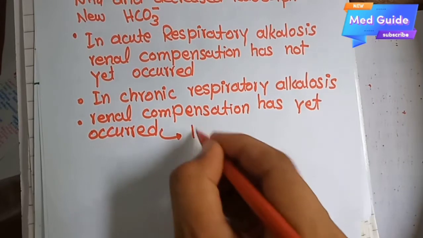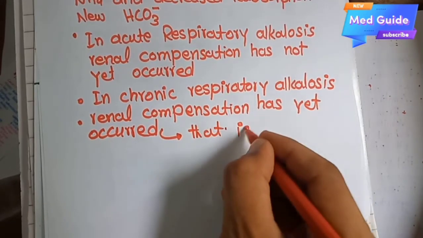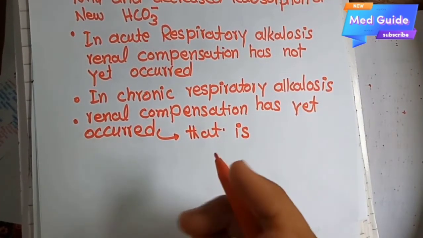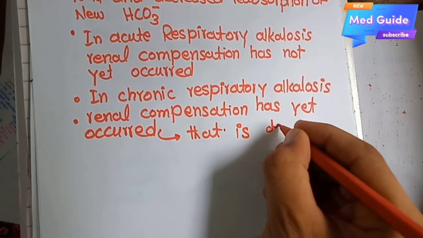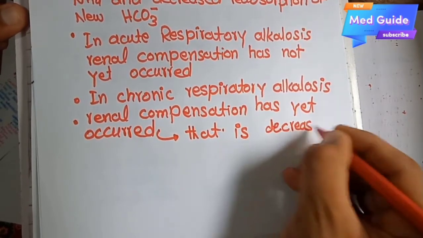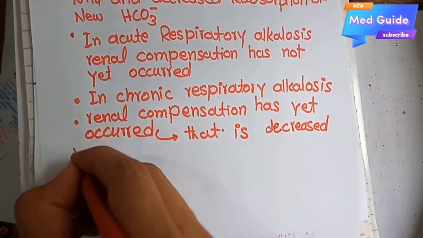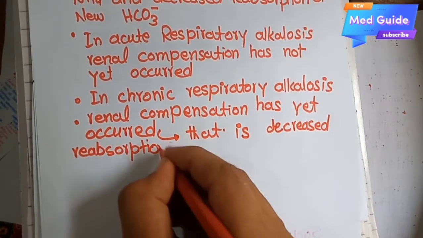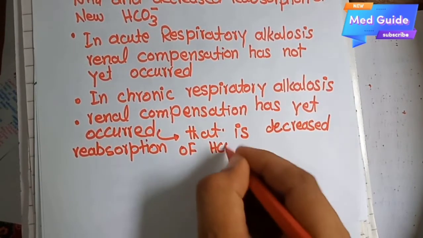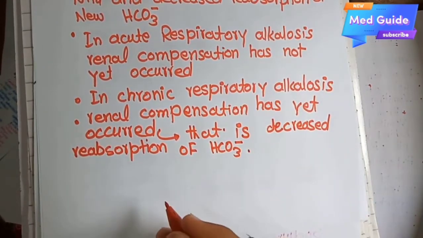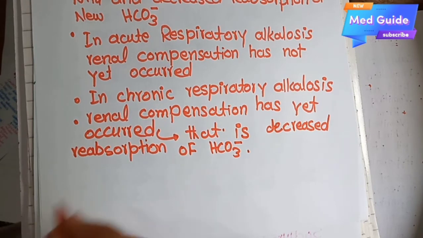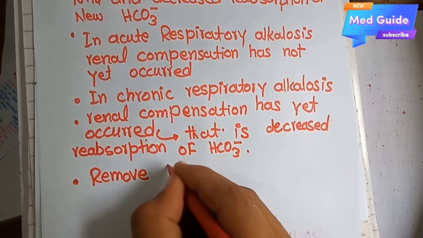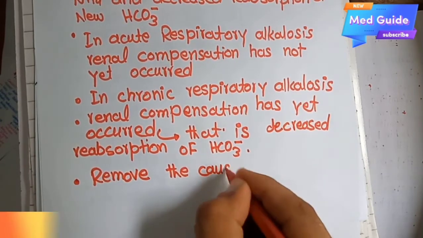That is decreased reabsorption of bicarbonate ion, to maximize its excretion. Then the last compensatory point is to remove the cause of anxiety.